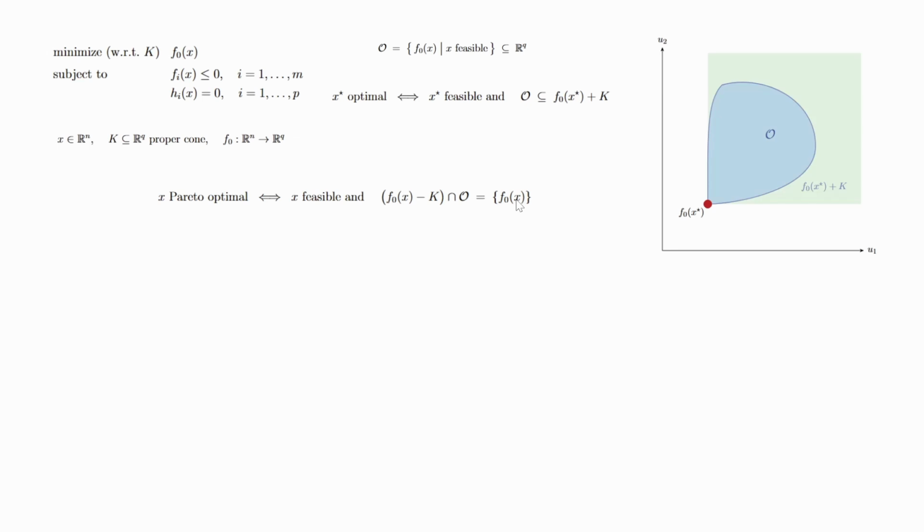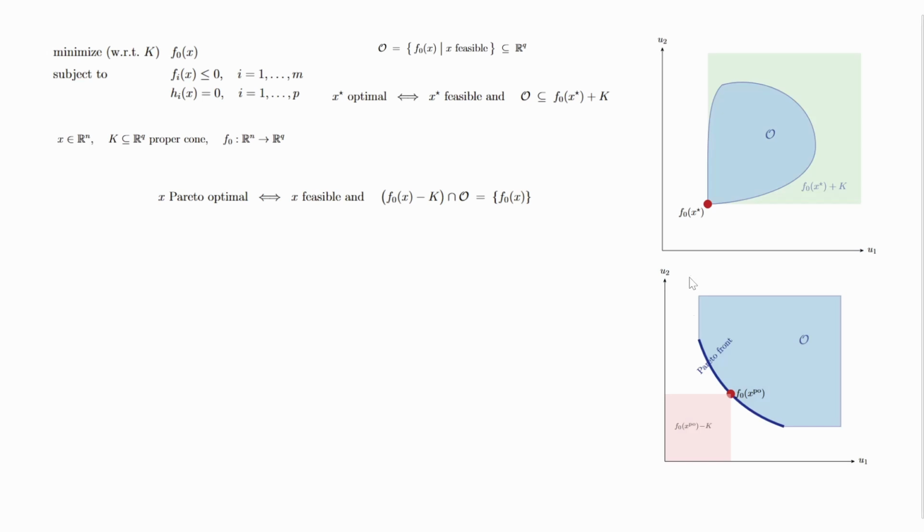So the set f0(x) minus K in these parentheses here is a set of values that are better than or equal to f0(x). So this is saying the only achievable value better than or equal to x's objective is x's objective itself. So we can't do strictly better. Okay, so here's a diagram that demonstrates what I mean, or what the textbook means, I guess.